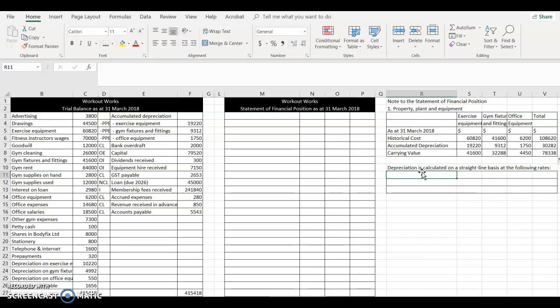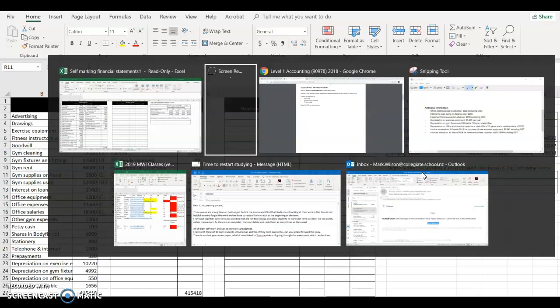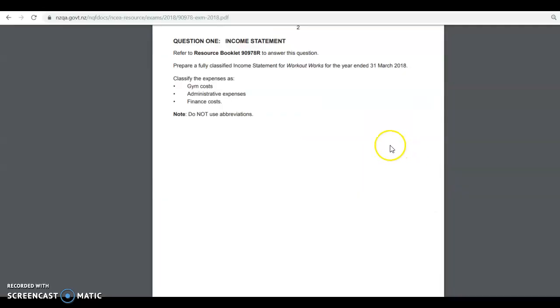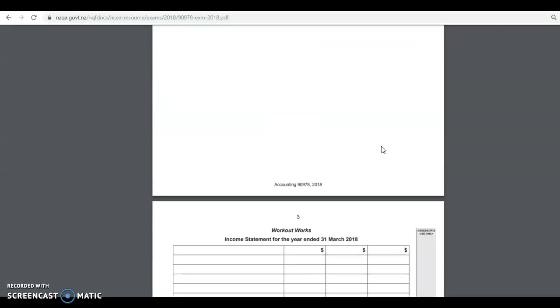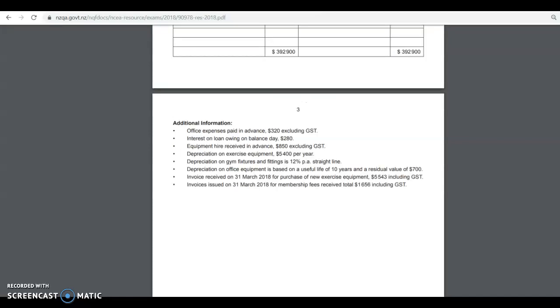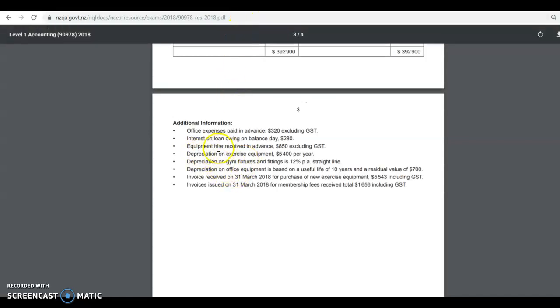So we're just typing out what's in the statement. So depreciation is calculated on the following basis. So we're just going to check back in our resource booklet, not that one, this one, and we're just going to copy these ones out. I wonder if I can copy and paste. Well, we'll go exercise equipment.